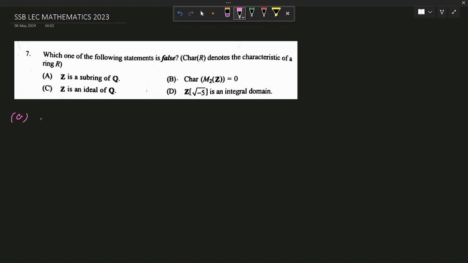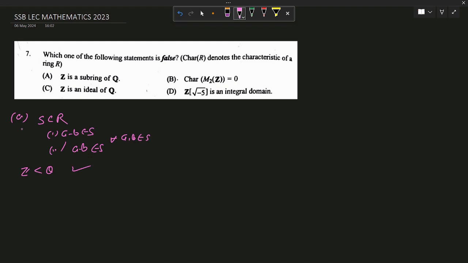When we say any subset S of a ring R is a subring of R, we must satisfy these two conditions, that is a minus b belongs to S and a times b belongs to S for any a, b belongs to S. Okay, so is it true that Z is a subring of Q?